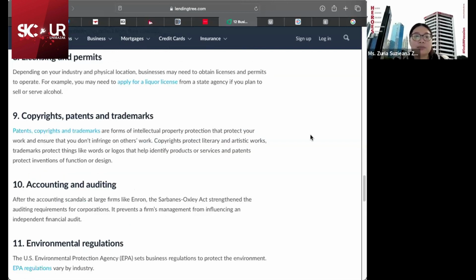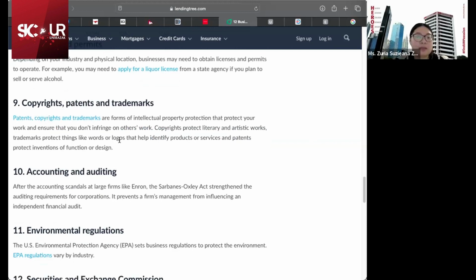Copyright, patents and trademarks. Okay, these are forms of IP protection that protect your work, and copyrights protect literary and artistic works. Okay, so make sure that you don't plagiarize other works. And for small businesses, it's very difficult for them. It's quite expensive as well and involves a lot of process for them to patent. Okay, but you can register, right? You can register the patent, the trademark and so on.